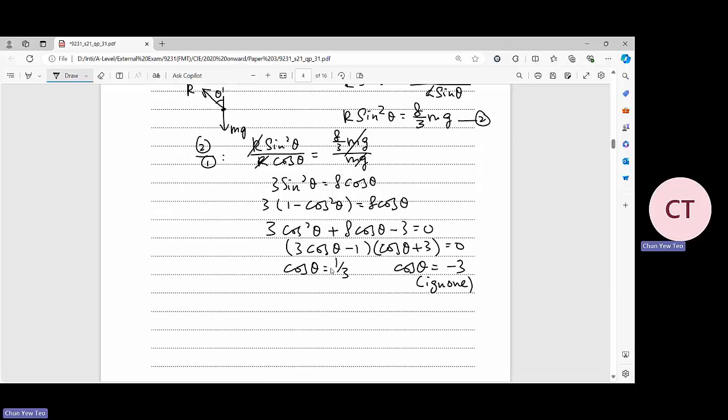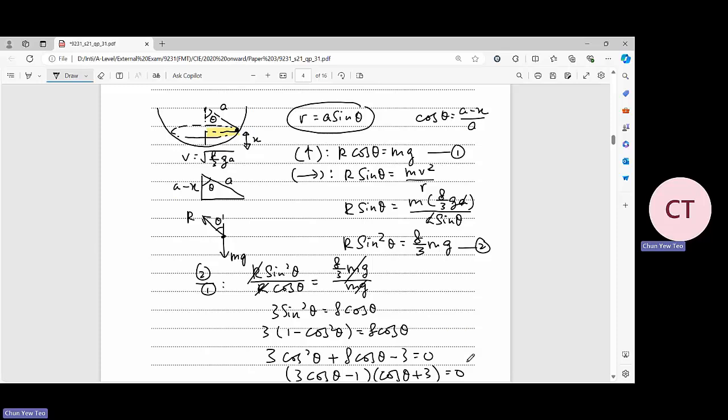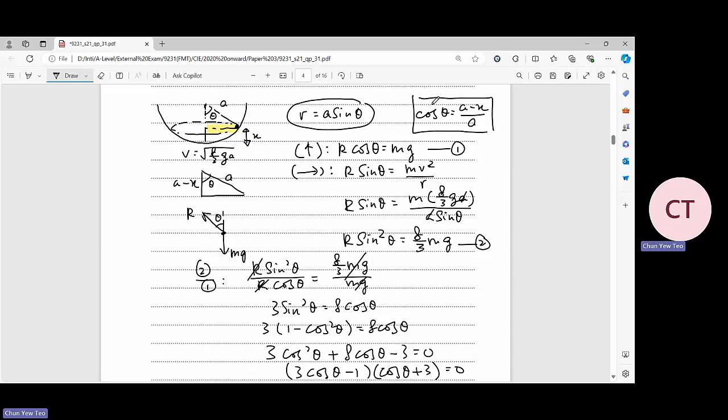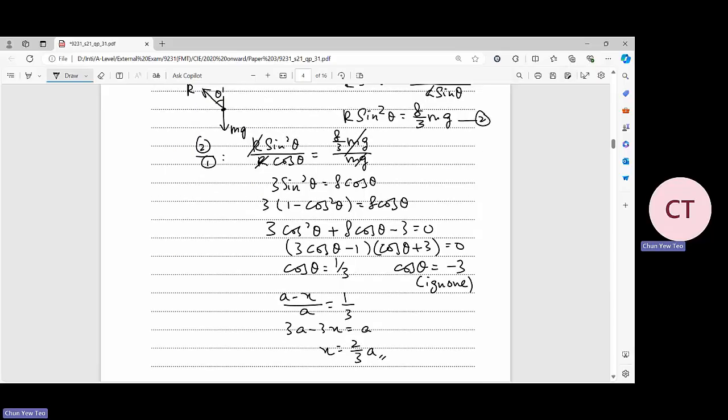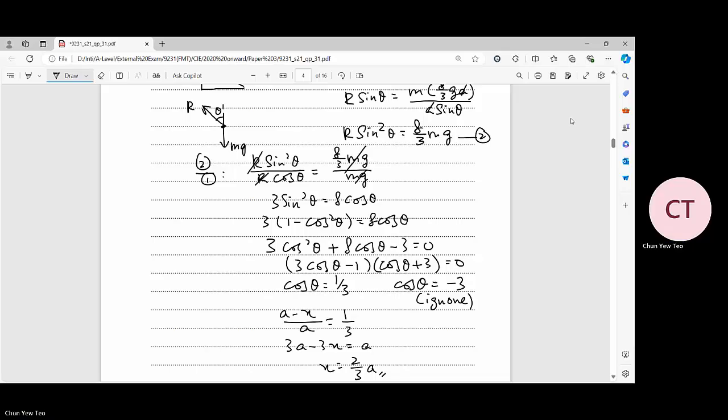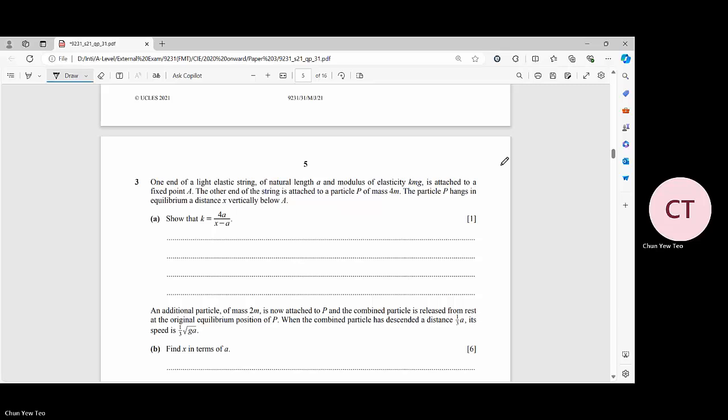Okay, then now we can use this. Just now I wrote this down earlier: cos θ is equal to (a minus x) over a. So (a minus x) over a is equal to 1 over 3. 3a minus 3x is equal to a. Therefore, your x will be 2 over 3 a. Done. That will be the answer for question number 2. Okay, so now we move on to question number 3.